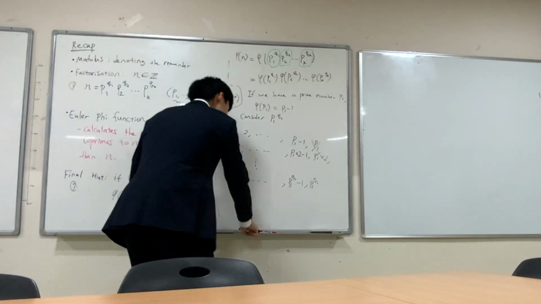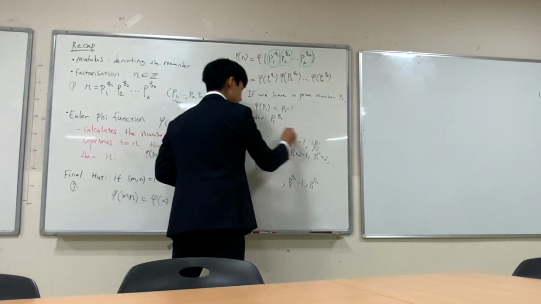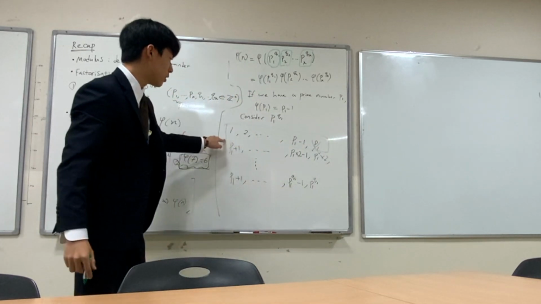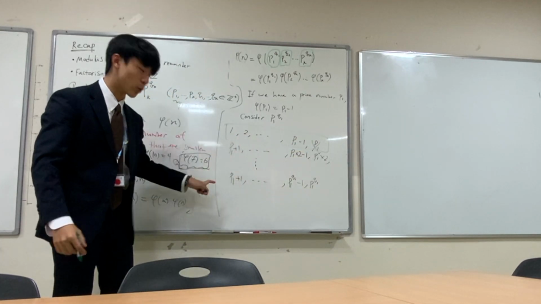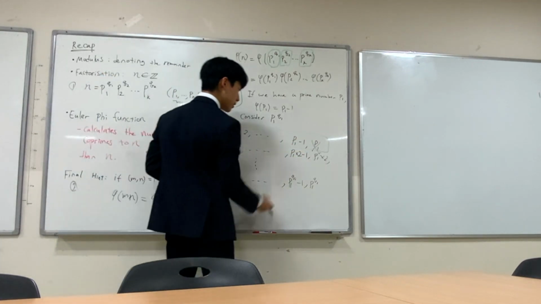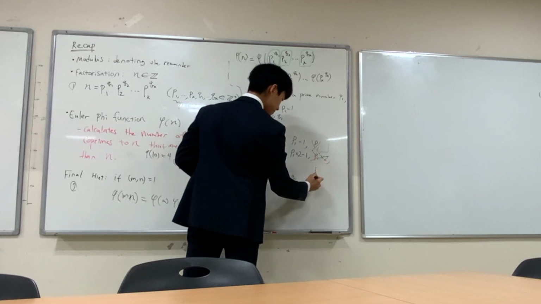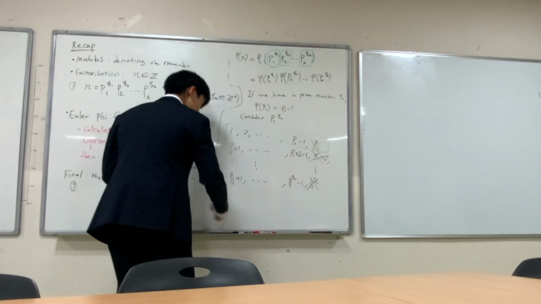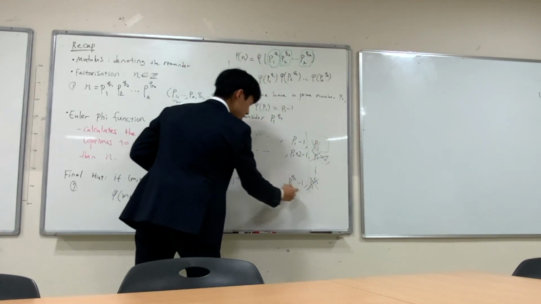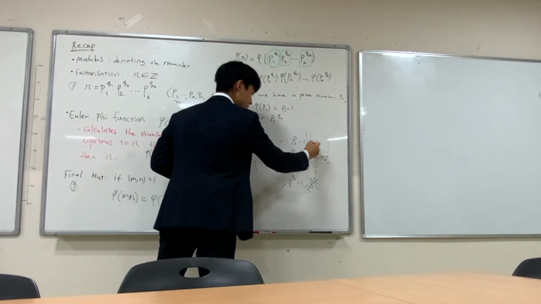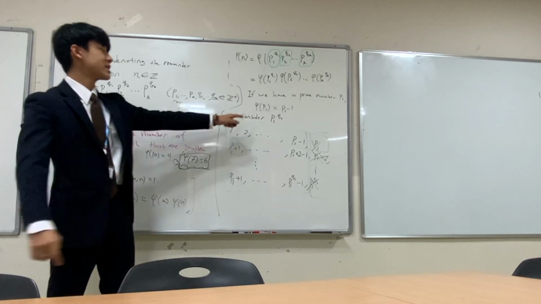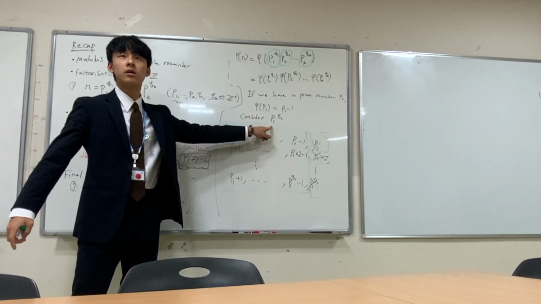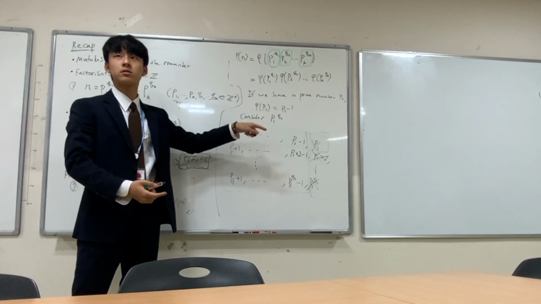In the case of P1, it was only this row, but now we have P1 to the power of Q1 minus 1 number of each of these rows. So we have to take all of these out, and then this block here, excluding this column, would be the number of integers that are co-prime to this number. Does everyone understand this part?